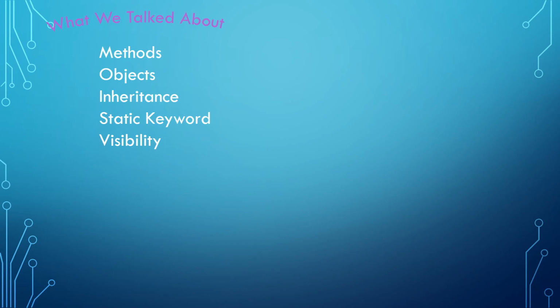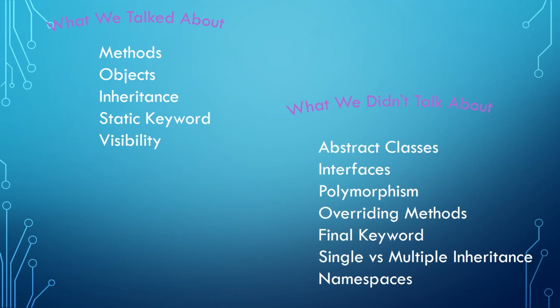So to sum it up, here's what we talked about. Methods, objects, inheritance, the static keyword, and visibility. Here's what we didn't talk about. Abstract classes, interfaces, polymorphism, overriding methods, the final keyword, single versus multiple inheritance, and namespaces. So as you can see, object-oriented programming can do a lot more for us than we showed today, but most of the things that you need to get done, you'll be able to get done with what we taught you today.